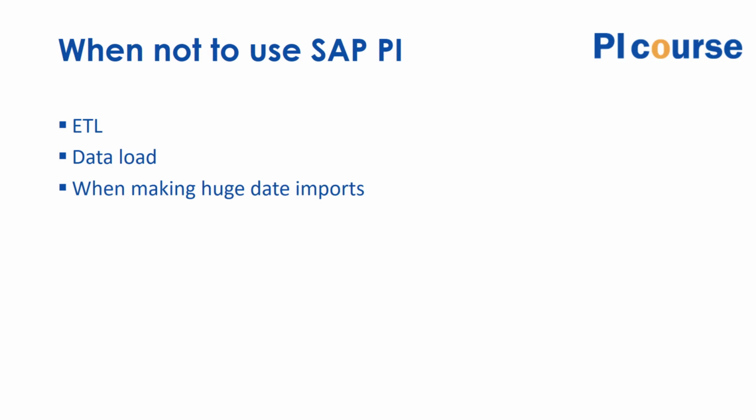So when should you not use PI? ETL scenarios. Some of the things that the PI is not good at is handling large message sizes. So if you have messages ranging above 100 megabytes, you need to consider whether or not the PI is a good tool for it. If it can just move this file without doing any conversion in it, it can be okay. And there's definitely been some improvement in the Java stack for handling larger message sizes.